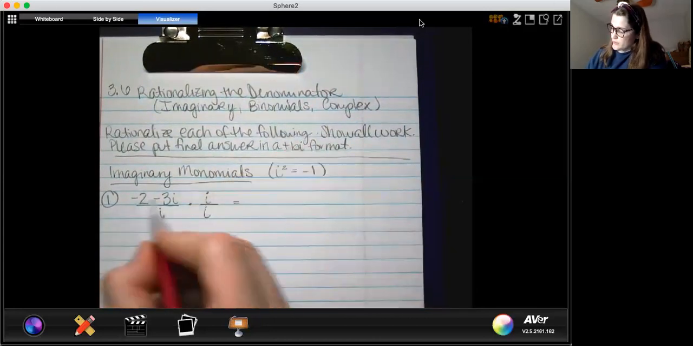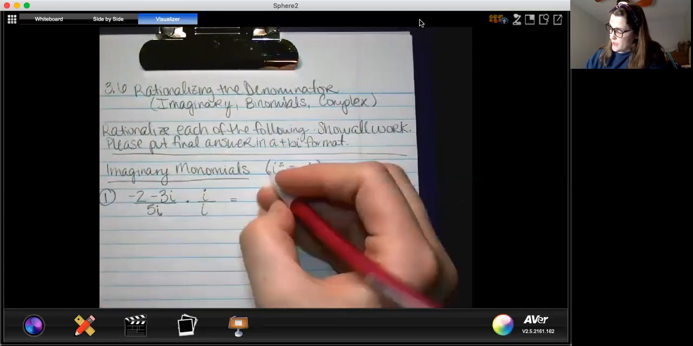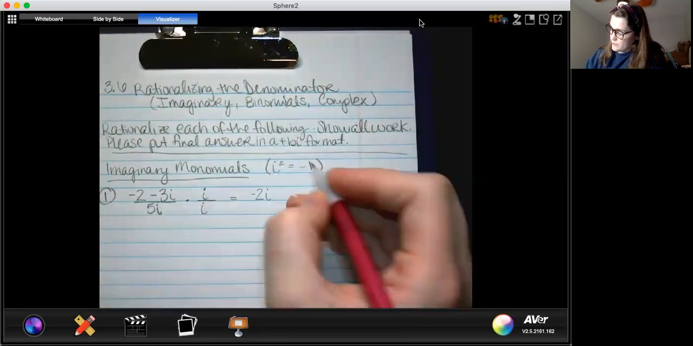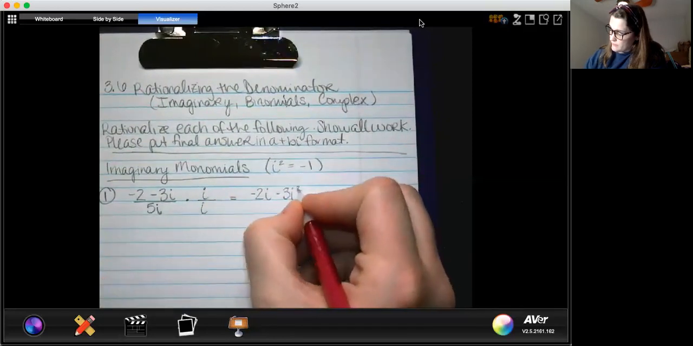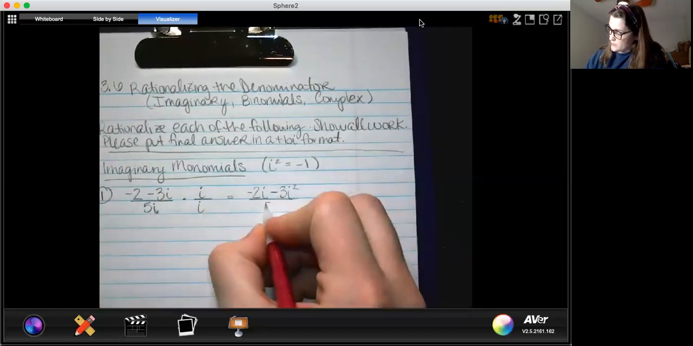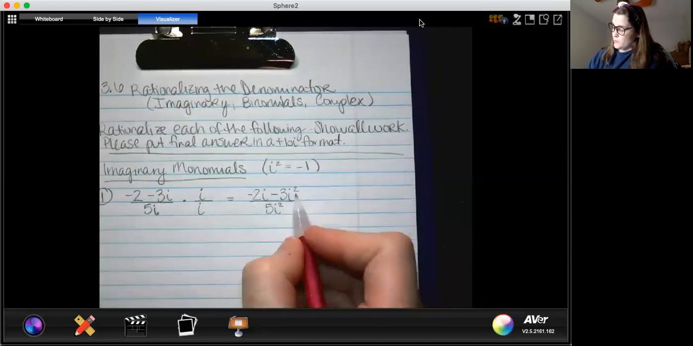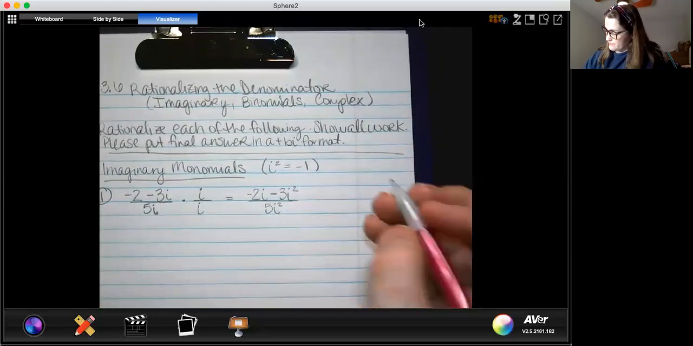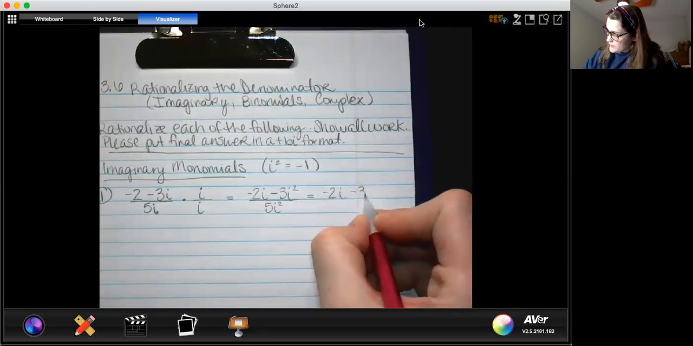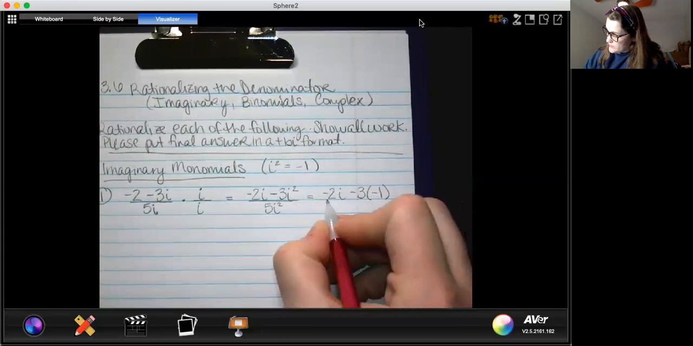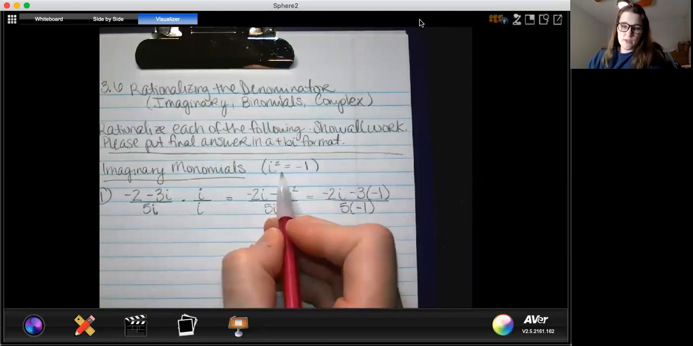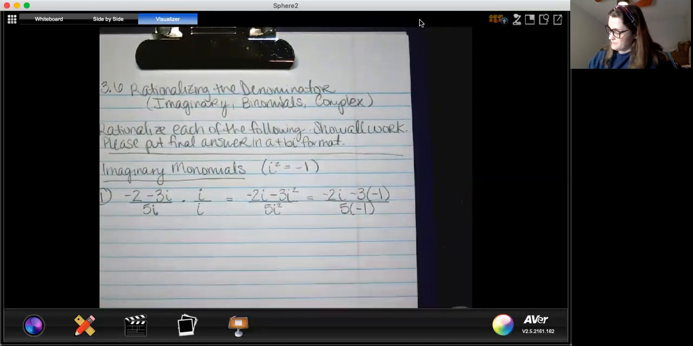Equals, now on top you're going to have to distribute. So -2 times i would be -2i. -3i times i would be -3i squared, divided by 5i times i, which would be 5i squared. And then we have to show our substitution method, which would be -2i minus 3 times -1 divided by 5 times -1. Again, i squared equals -1. That's where that comes from.